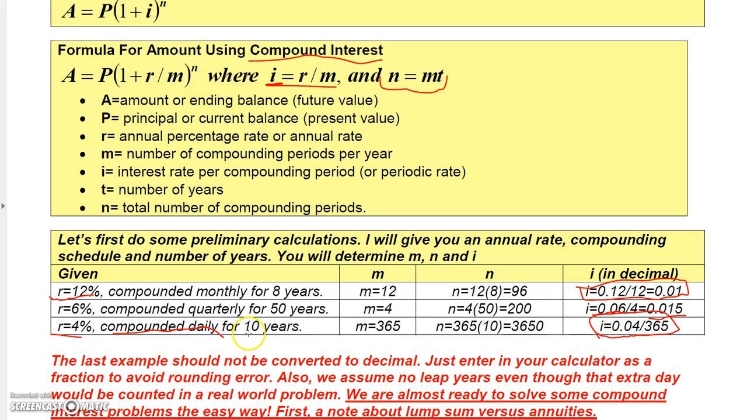And then for this one, 10 years compounded daily would be 10 years at 365 days a year. We're ignoring leap years in this example. So we have 365 days a year times 10 years. That would be 3,650 compounding periods. So just keep that in mind as we work these problems.